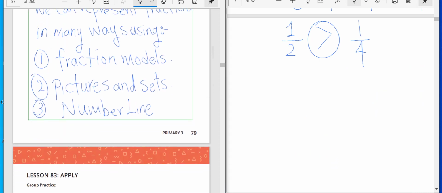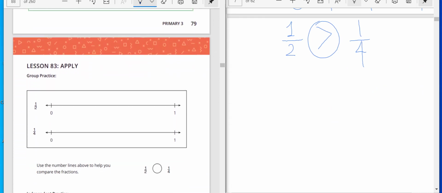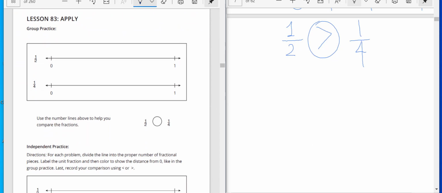Back to our book, the next page, page number 80. Here we have 2 number lines. The first one represents half. We must represent half at the first one. The second one, we want to represent fourth. So, to represent half, we must divide it into 2 equal parts. Okay, so at this point, this is half.